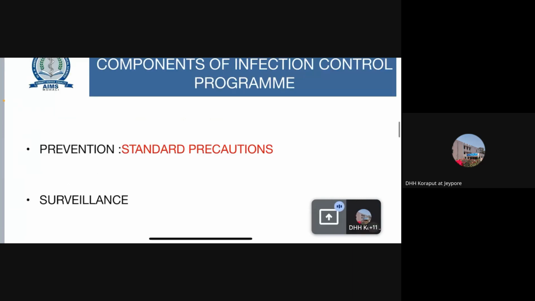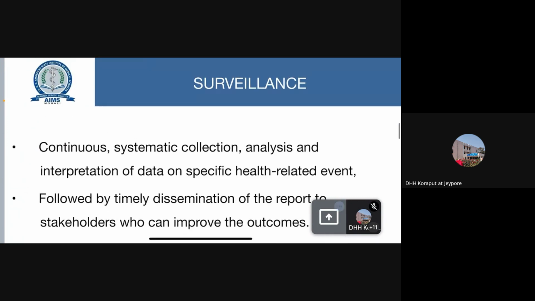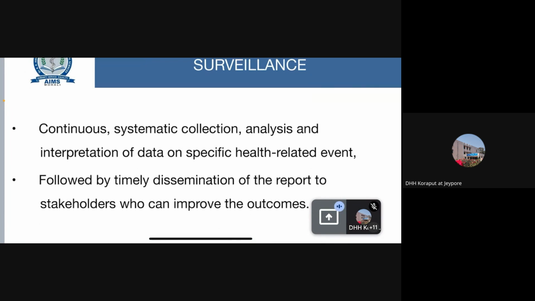Okay, so these two components we should remember. One is prevention, and another is surveillance. So, firstly, I'm coming over to surveillance. What is surveillance? As I said, it is a key measure in any IPC program. It is a continuous, systematic collection, analysis, and interpretation of data on a specific health-related event. And once this analysis has been done, it is the duty of this team to timely disseminate the information to the stakeholders who can improve the outcomes.